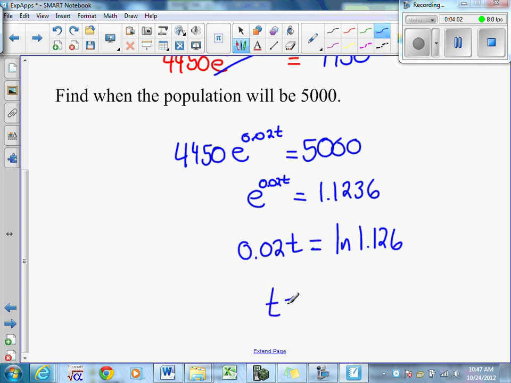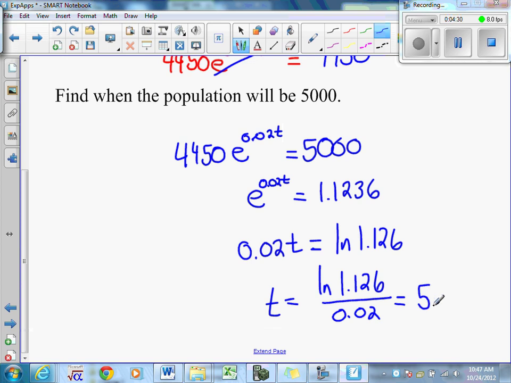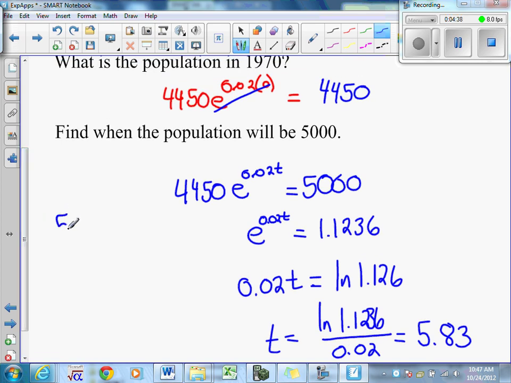And finally, I need to divide by 0.02. If we figure out what that equals, natural log of 1.126, oops, there should be a 3 there, sorry, 1.1236, divided by 0.02, we get 5.83. There should be a 3 right there from up above. So when will the population be 5,000? 5.83 years.